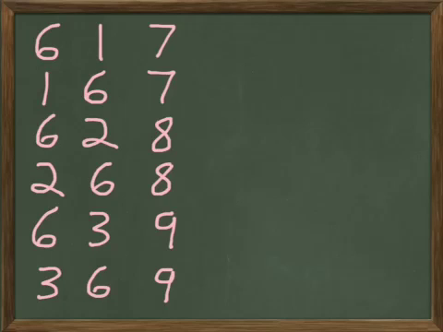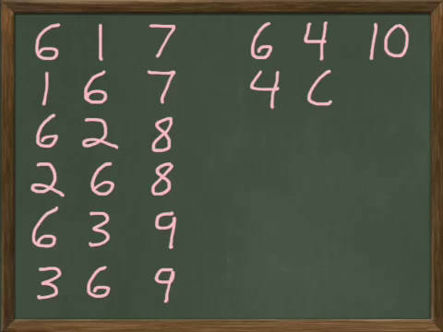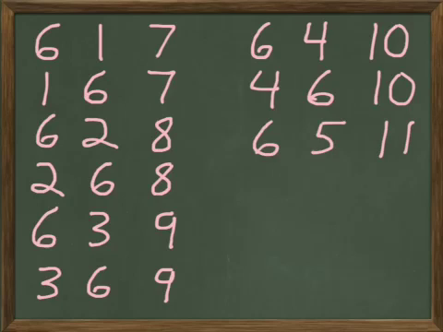Okay. Up at the top on the right, let's do 6 and 4. 6 and 4 are how many? 10. 6 and 4 are 10. And then 4 and 6 are also 10. Alright, and then 6 and 5. 6 and 5 are, what do you think? 11? That's right, 11. And then 5 and 6 are also 11.